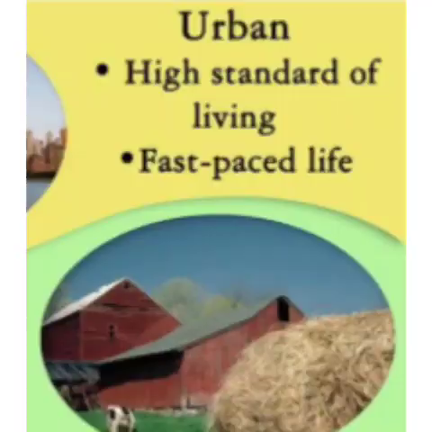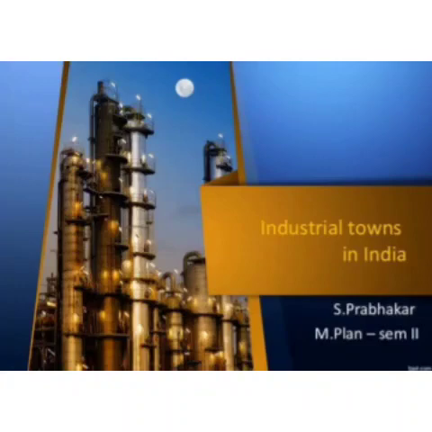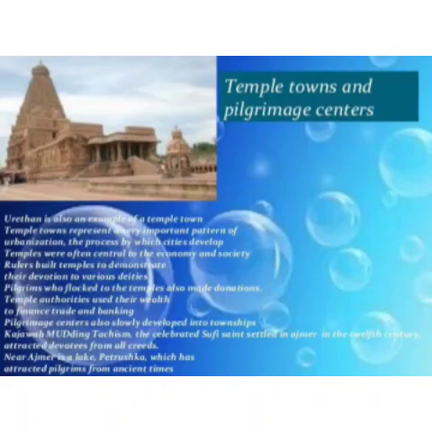Now according to the towns. So the first is the administrative towns. Administrative towns are where centers of administration and governance or national or state capitals are there. For example, New Delhi, Washington, Moscow, and also some other centers are the administrative towns.